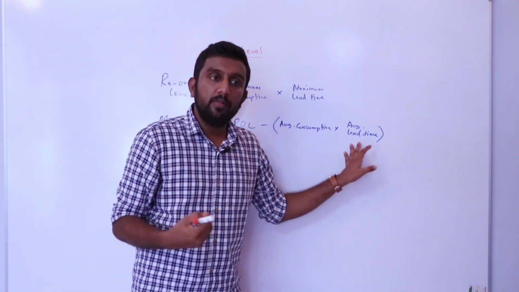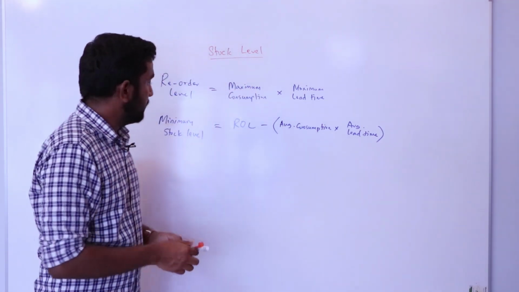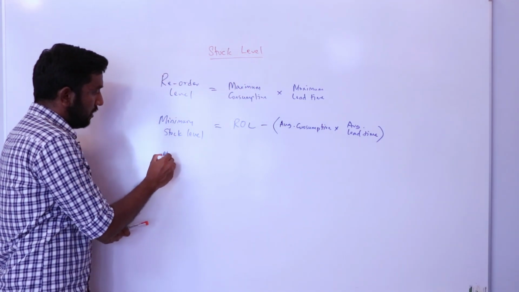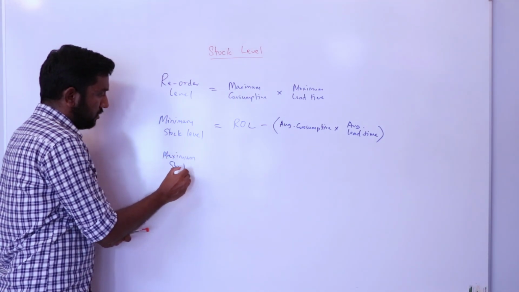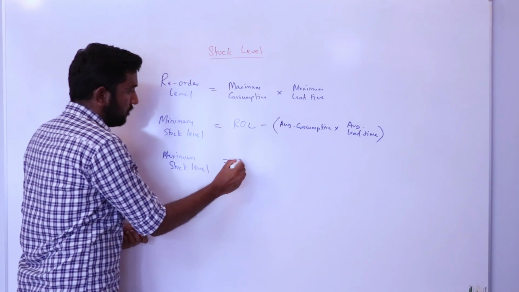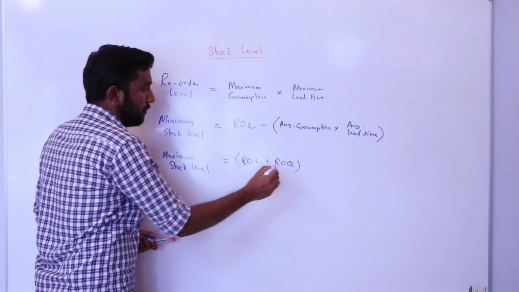Likewise, if they give the minimum lead time as 2 and maximum as 4, then 3 is the average lead time. And the third one is maximum stock level equals reorder level plus reorder quantity minus.